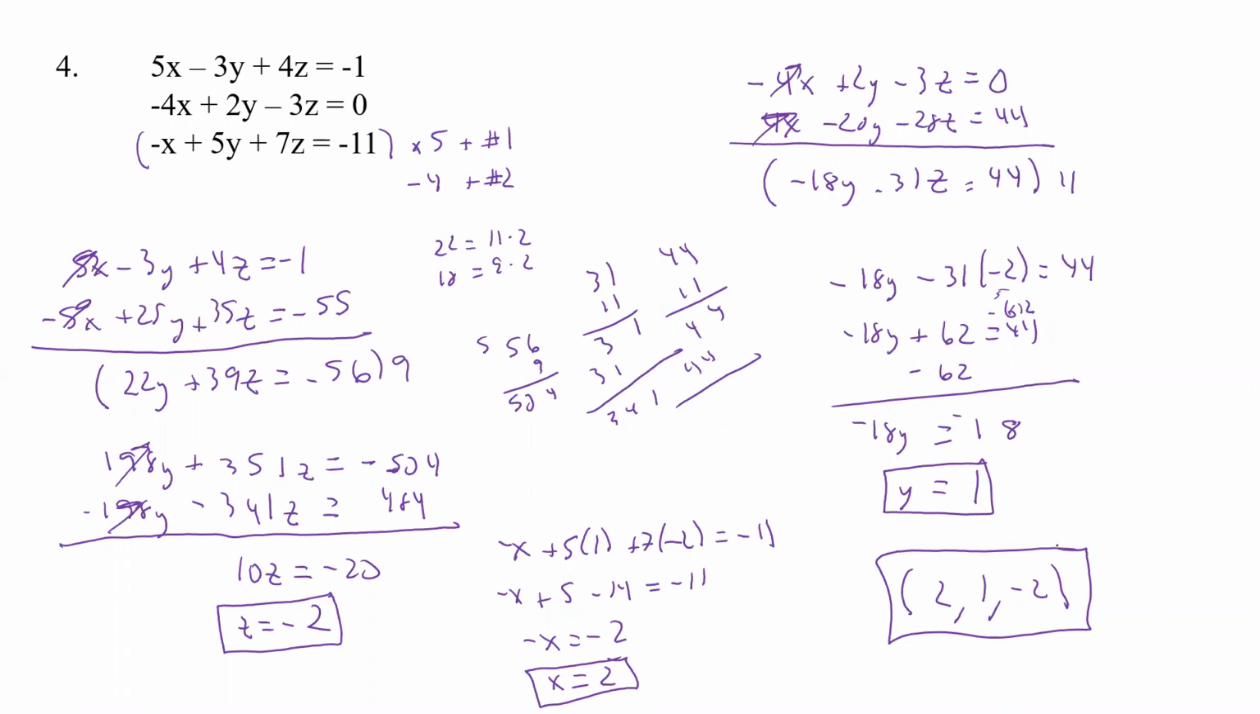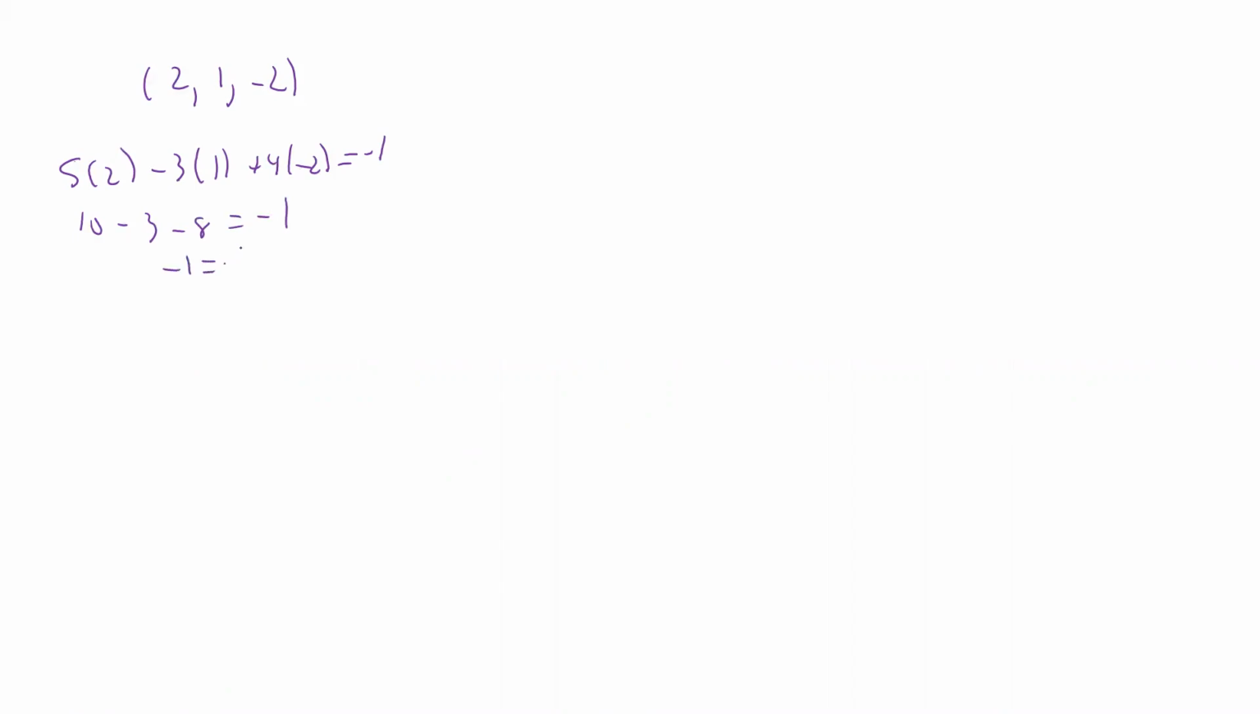Okay. And so let's plug all those back in and see if they work. So that was 2, 1, minus 2, and we're going to plug it into 5 times 2 minus 3 times 1, and then plus 4 times negative 2, and that's supposed to be negative 1. So 10 minus 3 minus 8 equals negative 1. Minus 11 plus 10 is minus 1 equals minus 1.